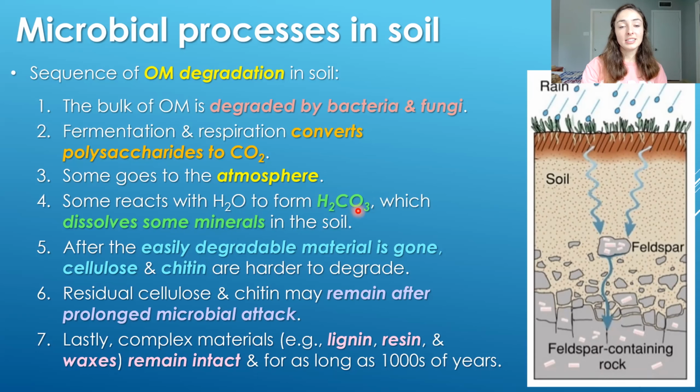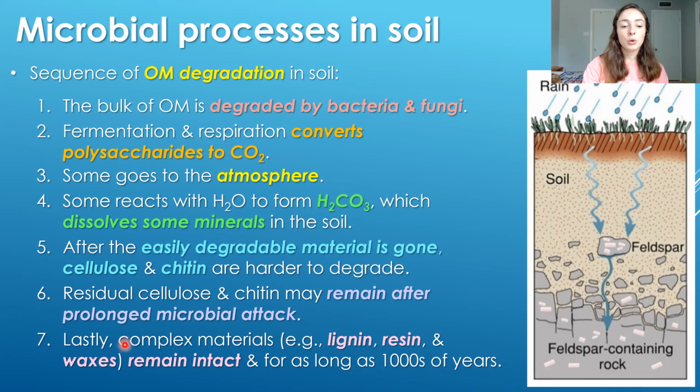This carbonic acid is another acid, like we talked about earlier, that can promote the dissolution of some of the other minerals in the soil. And after the easily degradable material, like we talked about in this first step, is degraded by those microorganisms and all used up, then cellulose and chitin, some harder to degrade materials, are left over, and residual cellulose or chitin may actually remain after prolonged microbial attack. But in general, most of it gets degraded. It just takes a bit longer.